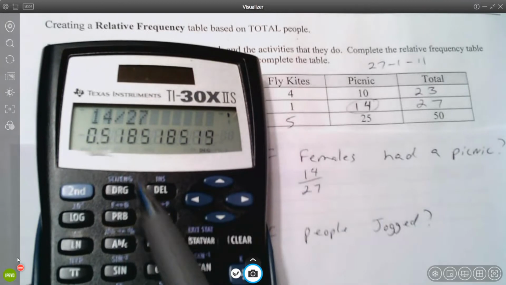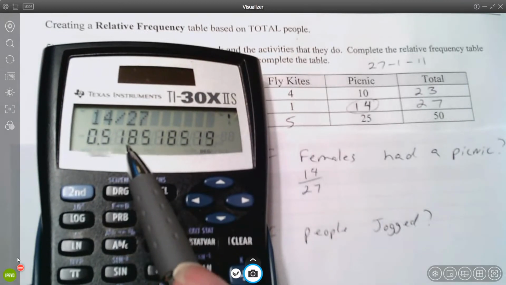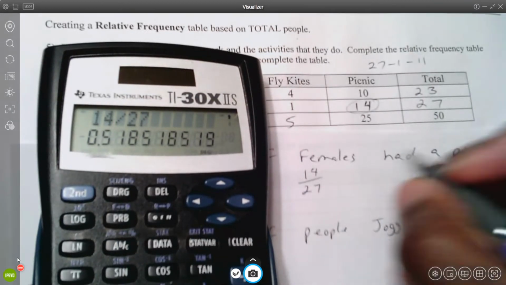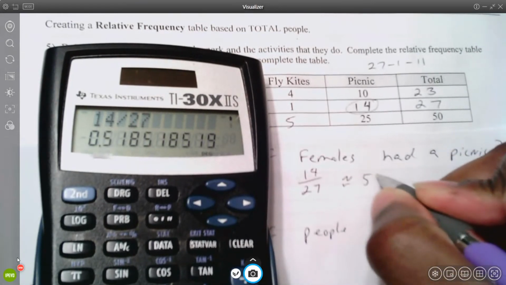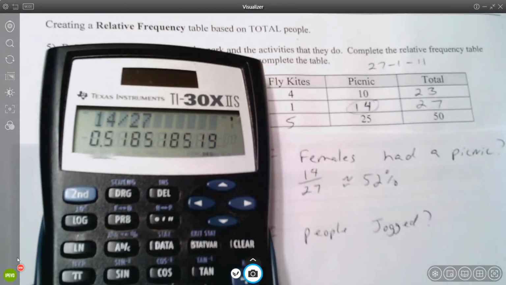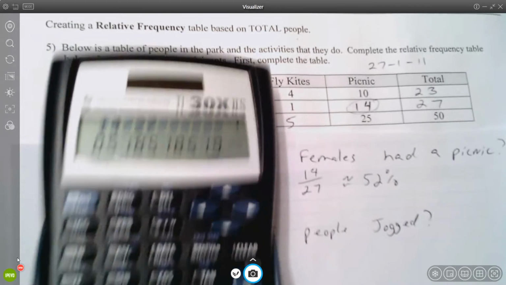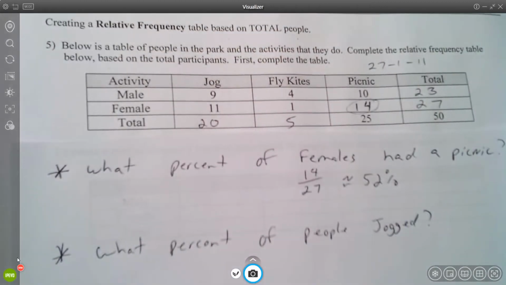So that's the picnickers out of the total 27 females. You plug in the calculator, 14 divided by 27. So that's about 51.85%. I'm going to call it 52%. So roughly 52% of the females actually had a picnic.